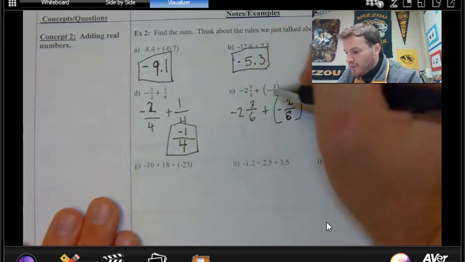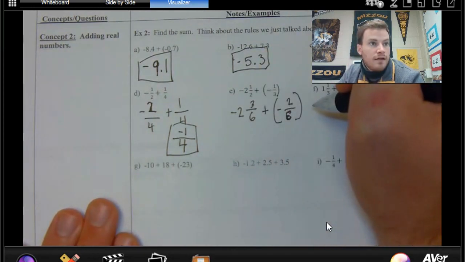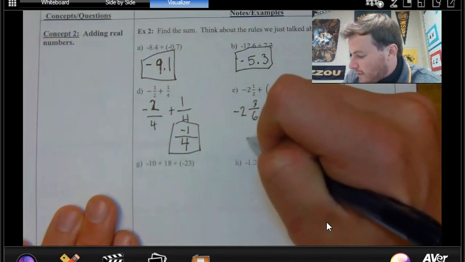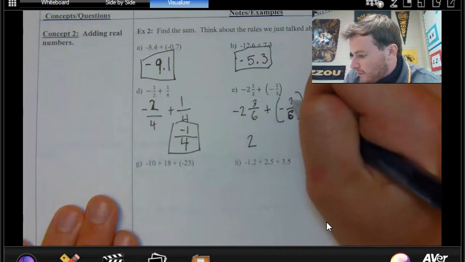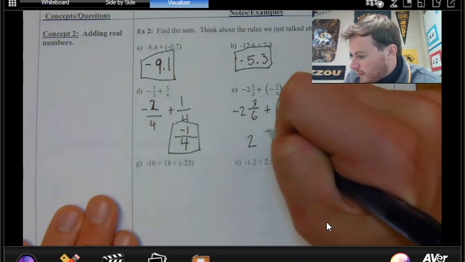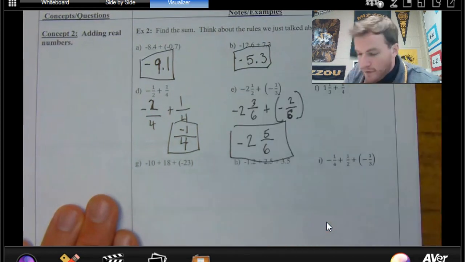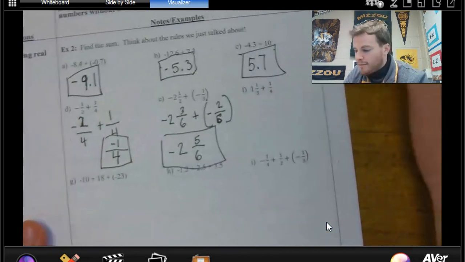Then we see they're both going to be negatives, okay? Then we need to add them up and keep the negative sign. So we still have a 2 out front. 3 plus 2 is 5, so it's 5/6. Put the negative sign out front. It's negative 2 and 5/6, right? That's how I do that.